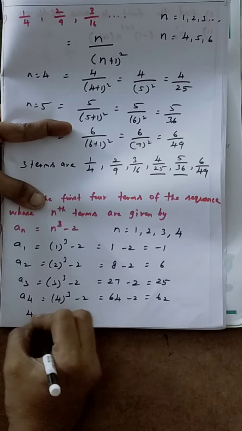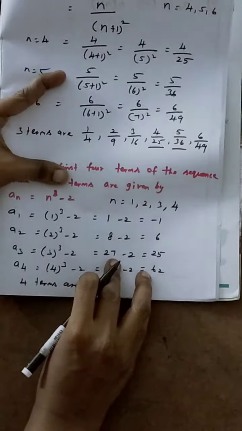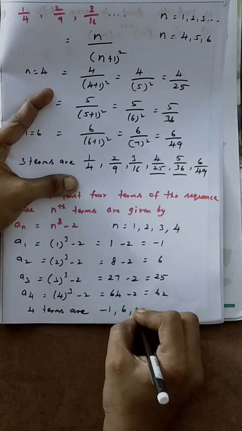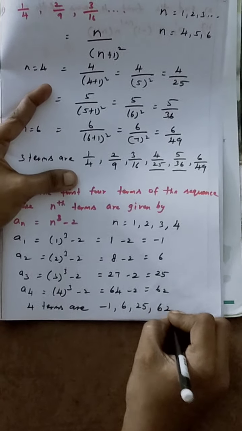The first 4 terms are, write down the answer. What is the first term? Minus 1 comma, second term 6 comma, third term 25 comma, and then fourth term is 62.